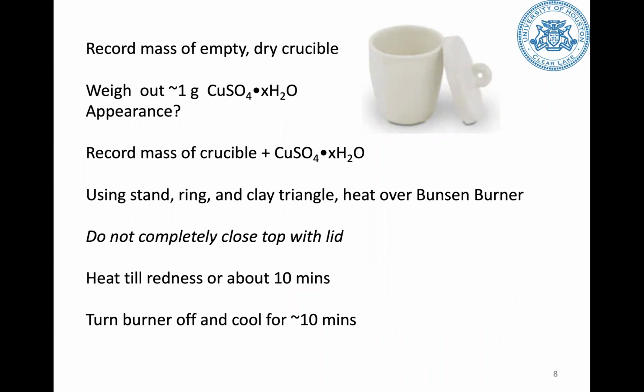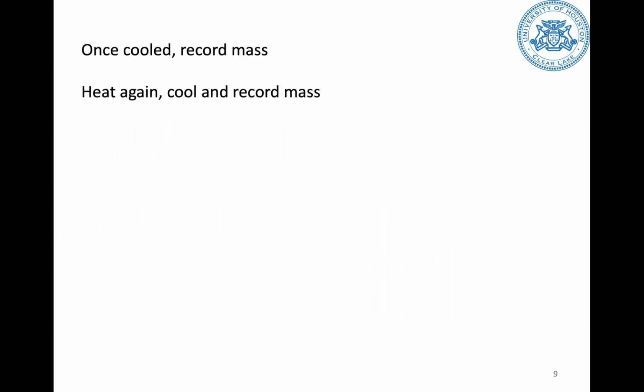Then you turn the Bunsen burner off and cool for 10 minutes. Then you get the weight. And then you heat it again and cool and record the mass. If the masses of both are very close, then your experiment is finished.